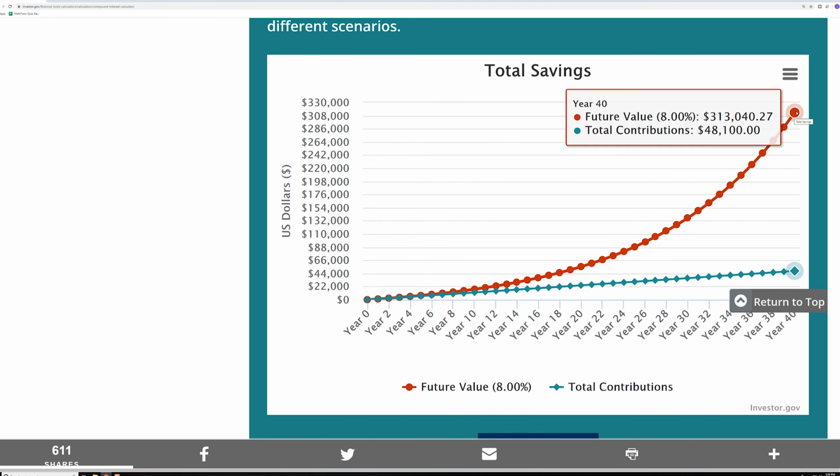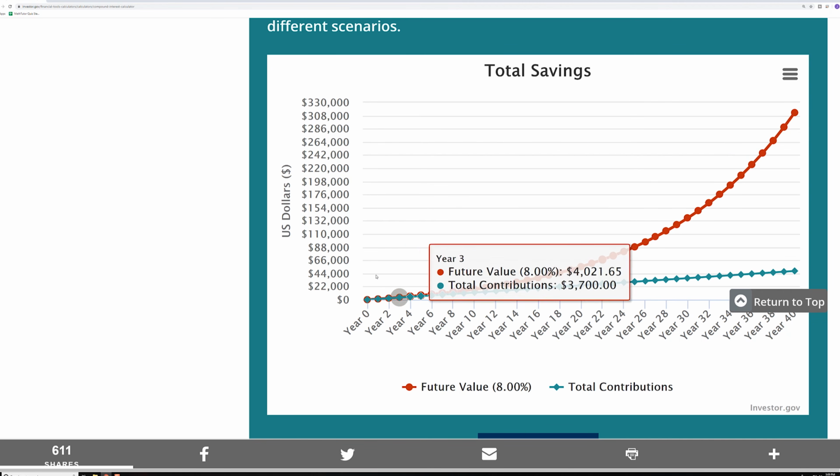So you can see after year 40, how much money do I have? I have $313,040 in this account, but I only actually put in $48,100. So I earned something like $260,000 totally, completely for free.